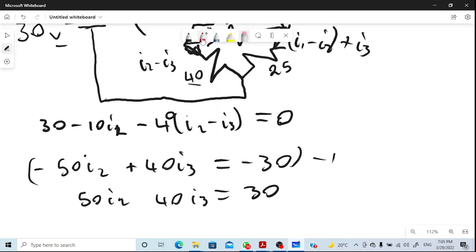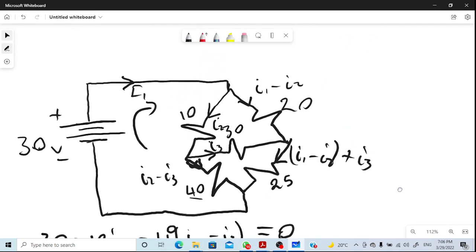Okay, this will be negative. So I'm going to label this as equation 1. This will be my equation 1. Okay, now we're going to look at the second mesh, or the second loop.